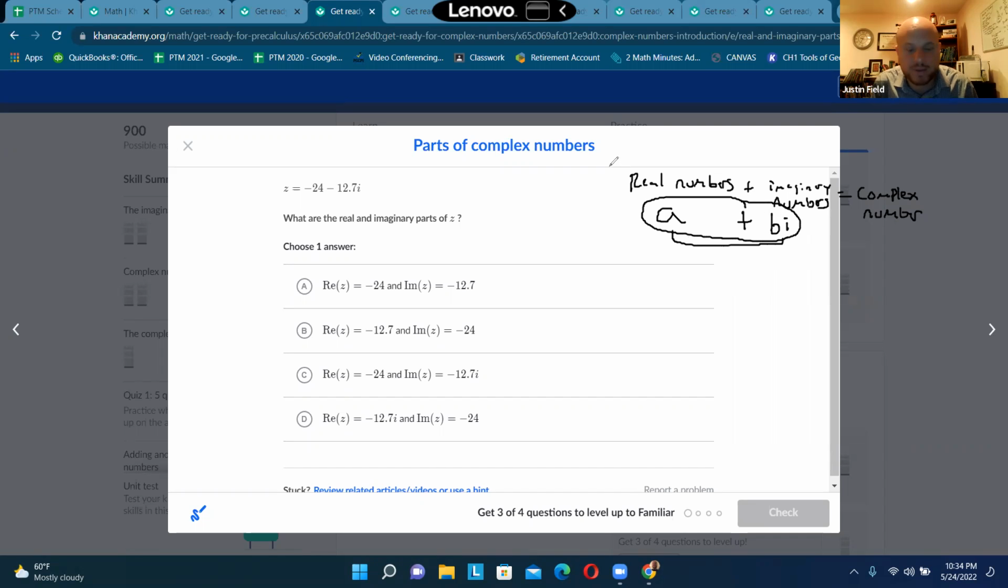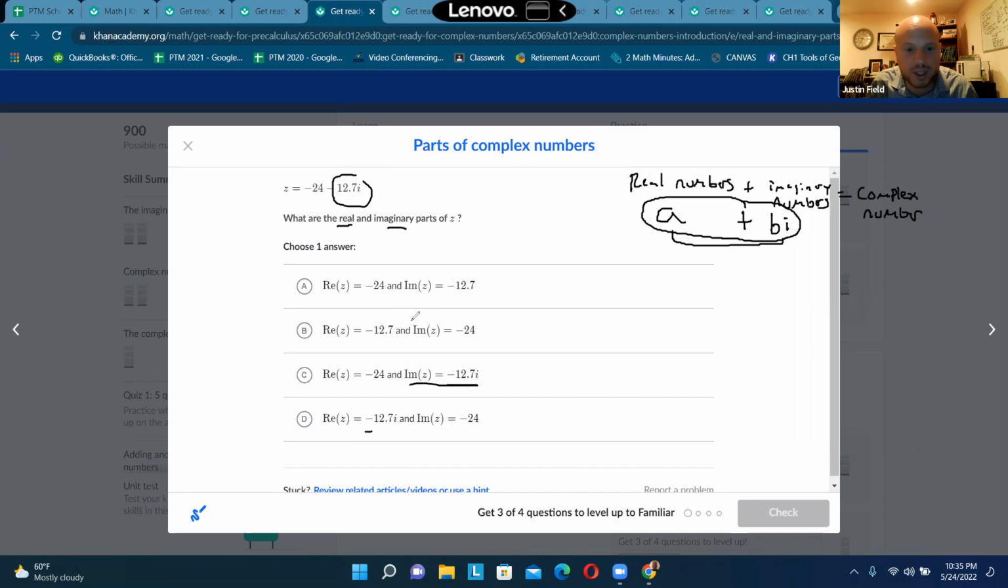That's complex. So what is the real part and the imaginary part? Well, we can see the imaginary part. Now see, this is where we get to gear up. I would have to say that the imaginary part is negative 12.7i, which is right here.